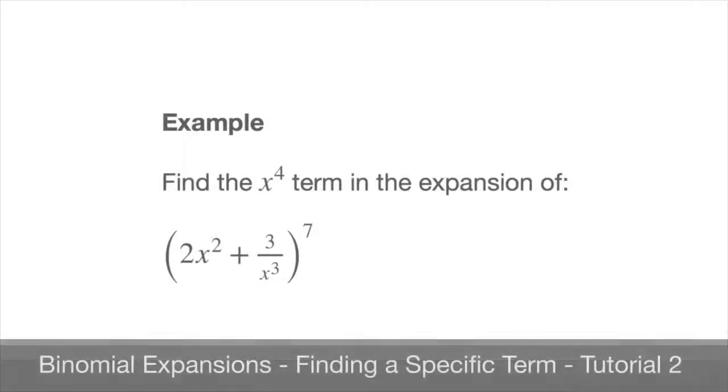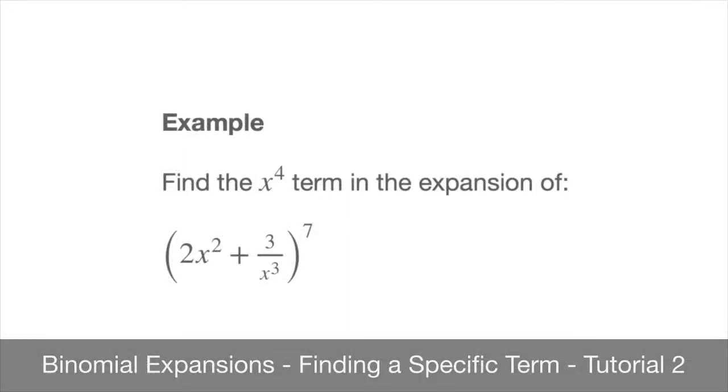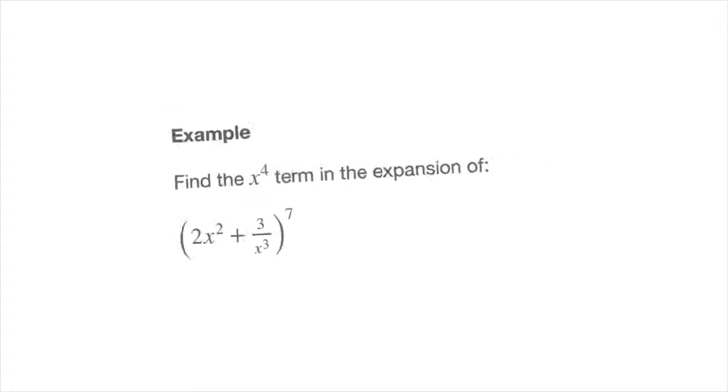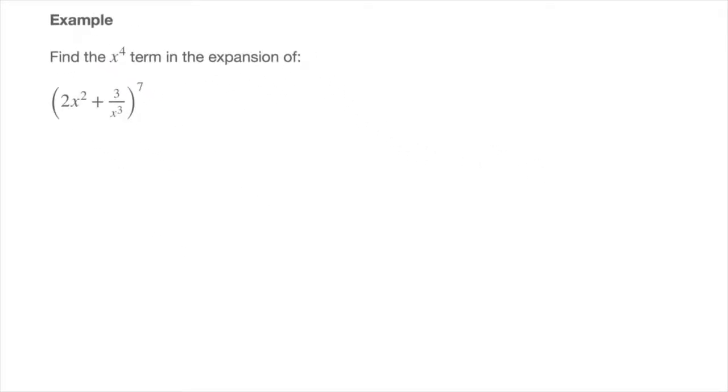In this tutorial, we look at another example in which we find a specific term inside a binomial expansion, and that is without having to write all the terms of the expansion. Now, the example we have is the one that we see here. We're asked to find the x to the power of 4 term in the expansion of (2x squared plus 3 over x cubed), all of which is raised to the power of 7. Now, to do that, let me start by moving this question to the side, like so.